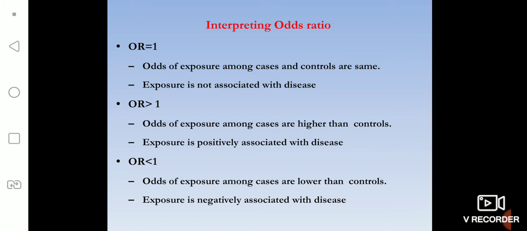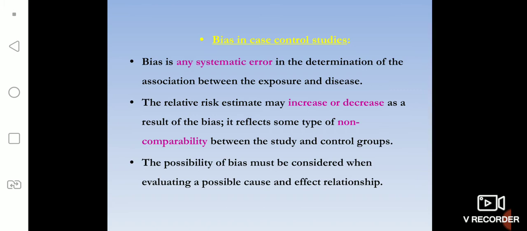If you want to see an example, in case of smoking and cancer, if the odds ratio is 1, that means there is no relationship between exposure and disease, that is smoking and cancer. Now if OR is greater than 1, that means smoking is highly associated with cancer. If odds ratio is less than 1, that means smoking is negatively associated with cancer. This is the example you can understand. Now coming to bias, as I told you in the previous slides.